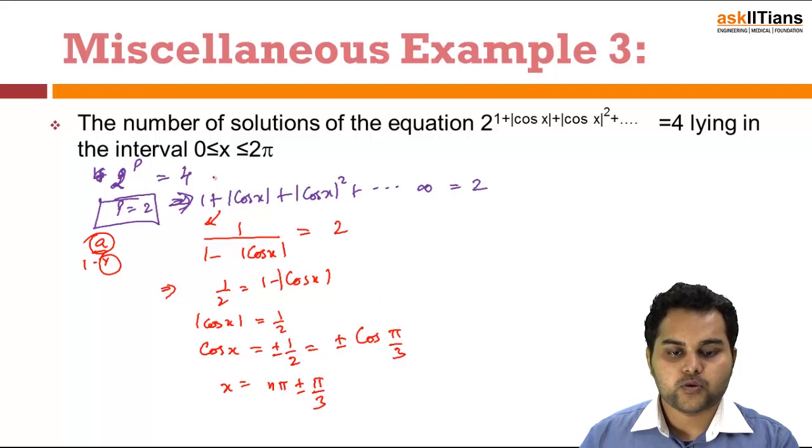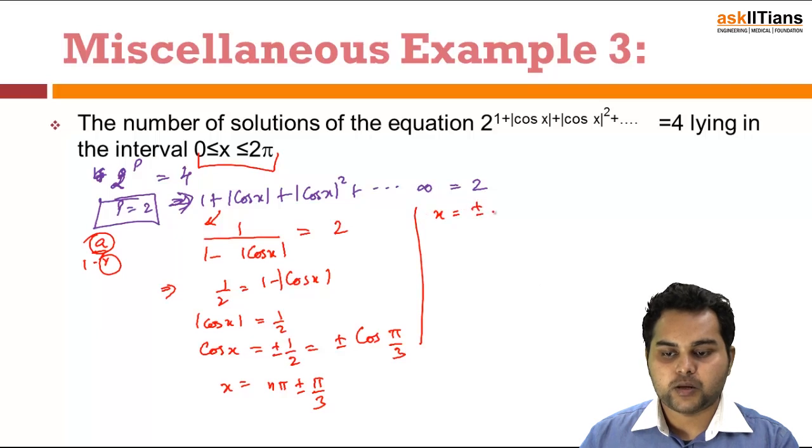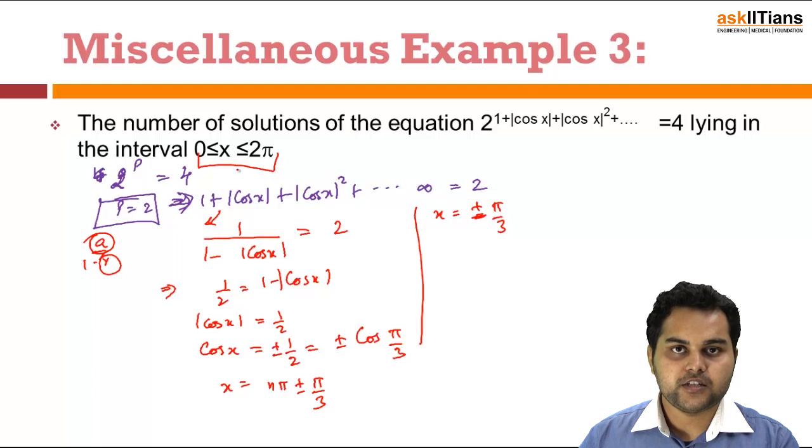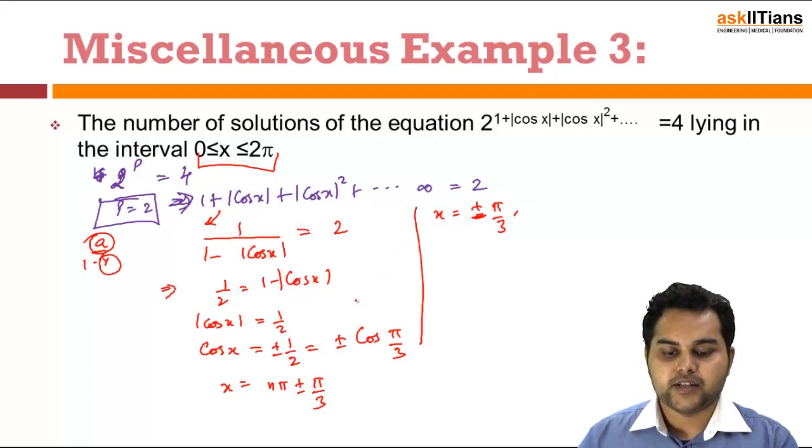Now the solution set has to lie between 0 and 2 pi. So values corresponding to this for different values of n lying between 0 and 2 pi would be, for n is equal to 0, I would have plus minus pi by 3, where minus would be negated afterwards as it is less than 0 and out of reach. Then next, for n is equal to 1, I would have pi plus pi by 3, which would be 4 pi by 3, and for minus I would have pi minus pi by 3, that would be 2 pi by 3.